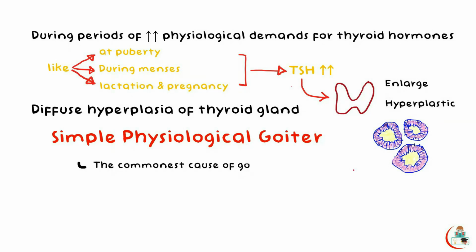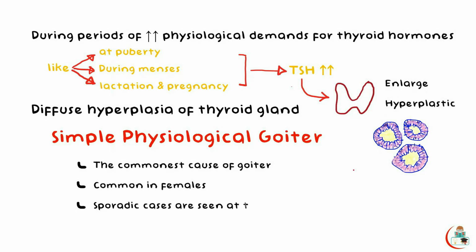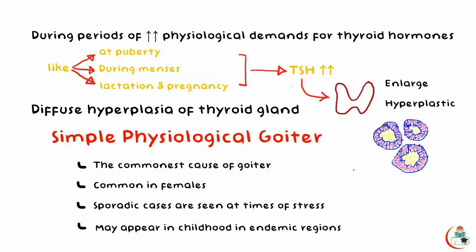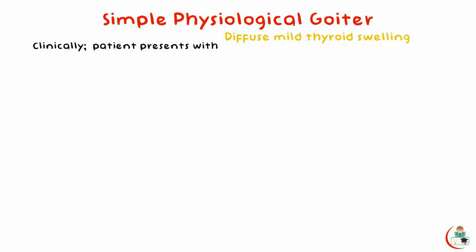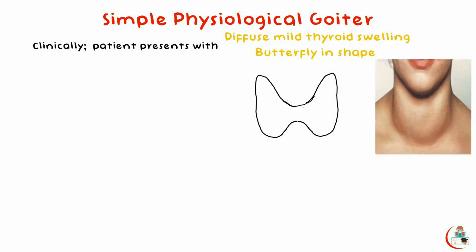It is the commonest cause of thyroid enlargement, occurring commonly in females. Sporadic cases are seen at time of stresses, but may appear early during childhood in endemic areas like oases in Egypt. Remember that normal thyroid gland is impalpable. In simple physiological goiter, the patient clinically presents with a diffuse, mild thyroid swelling, which is butterfly or horseshoe in shape.